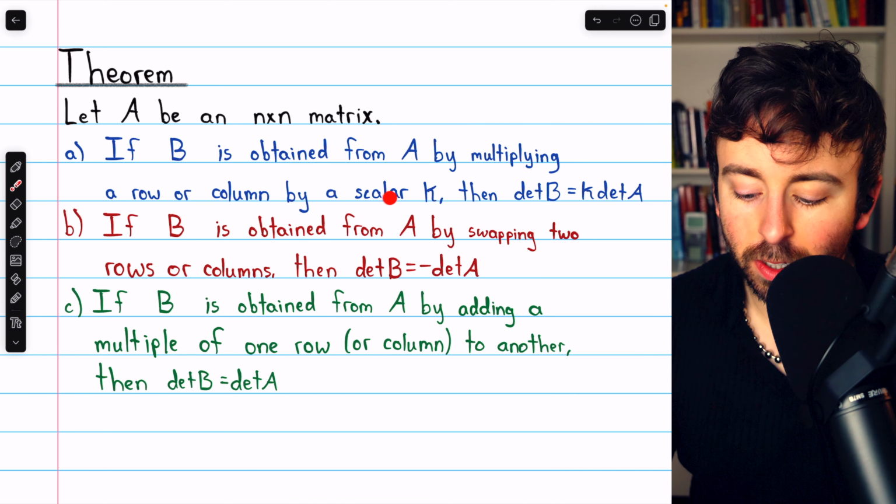In this example, k times row 2, you can see that's row 2, k times row 2 has been added to row 1. The determinant of this new matrix, obtained by adding a multiple of one row to another, is not any different. It equals the determinant of A. Adding a multiple of one row or column to another doesn't change the determinant. So here's one more look at all of those properties.